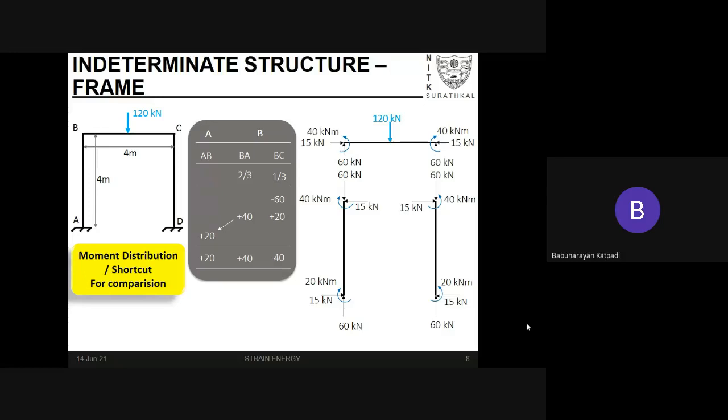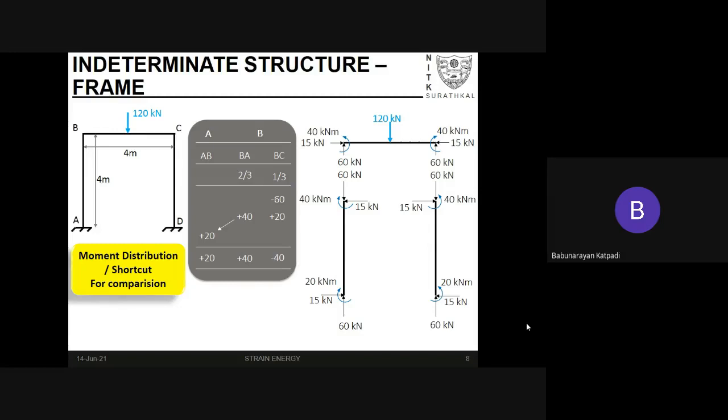And once you know these end moments, from free bodies you can get other values, the reactions. The horizontal reaction at the base will be 40 plus 20, 60, divided by 4, which should be 15 kilonewtons. The vertical reaction at the base should be 60, which is the beam reaction transmitted through the column.